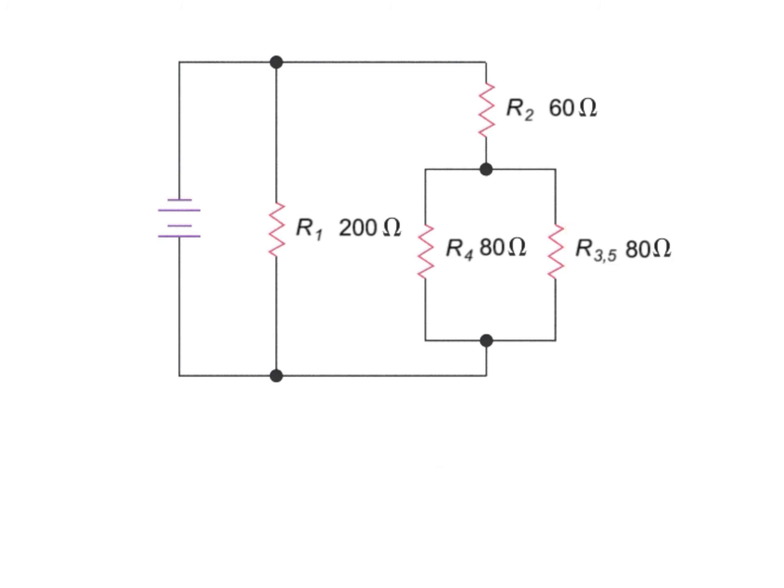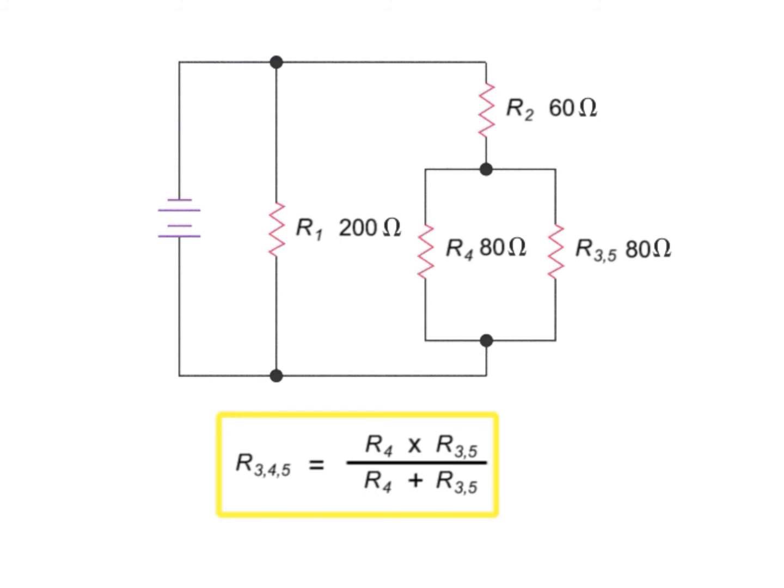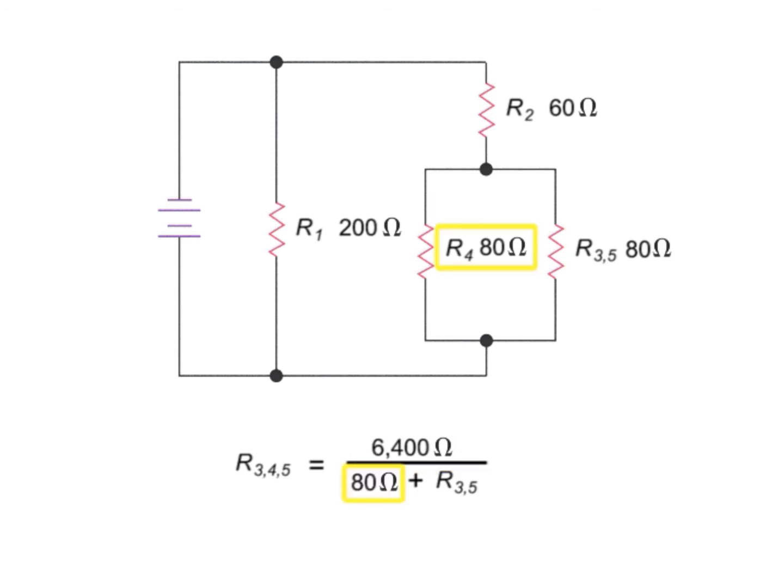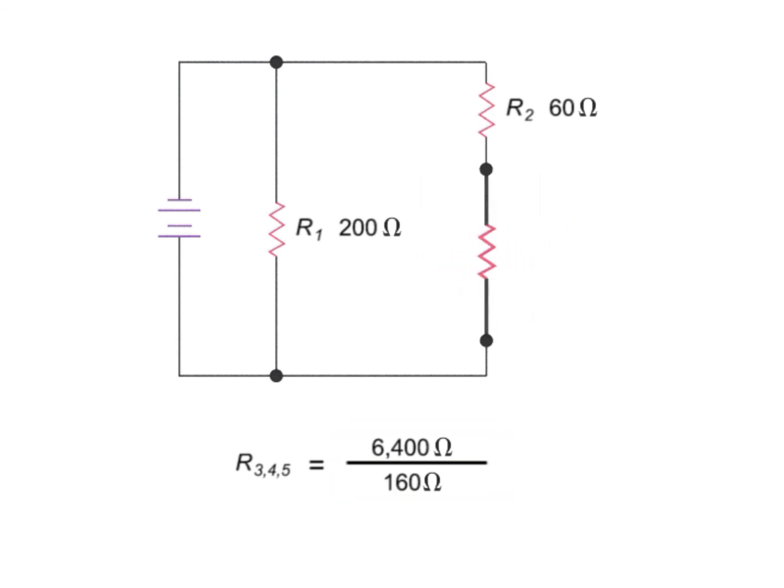Now, the R4 resistor and the equivalent resistance of the R3 and R5 resistors are in parallel. Their combined resistance can be calculated by dividing their product by their sum. Thus, using the product over sum equation, we have 80 times 80 equals 6,400, divided by 80 plus 80, which is 160, giving 40 ohms.